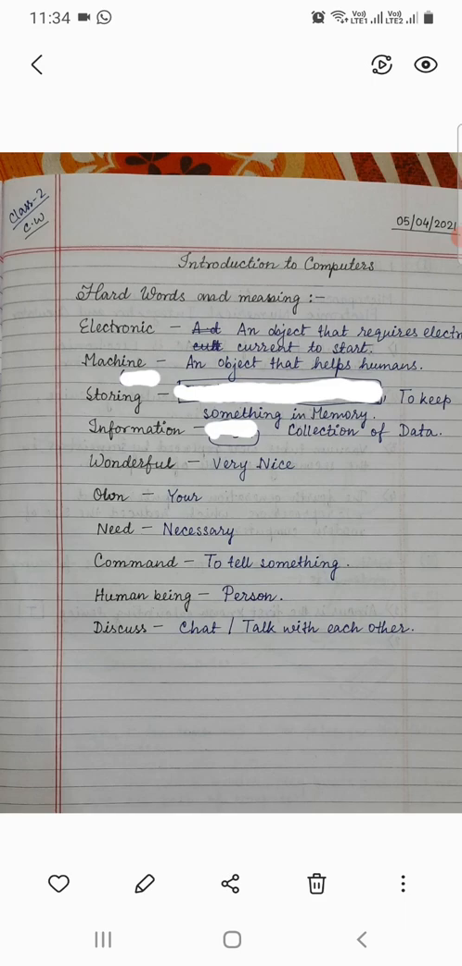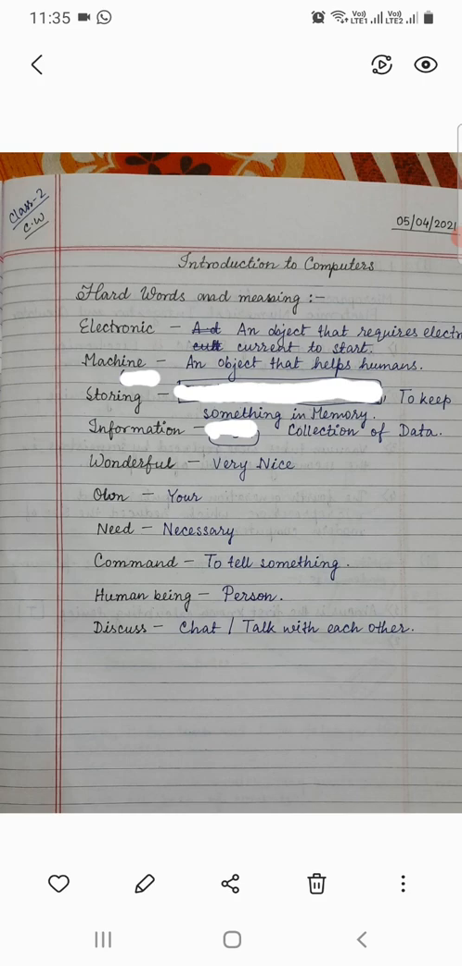Machine means in Bengali jontro, an object that helps humans. Next, storing. That means in Bengali সংগ্রহ করা or রেখে দেওয়া, to keep something in memory. Information means তথ্য, data, or collection of data. Wonderful means very nice. Own means your.